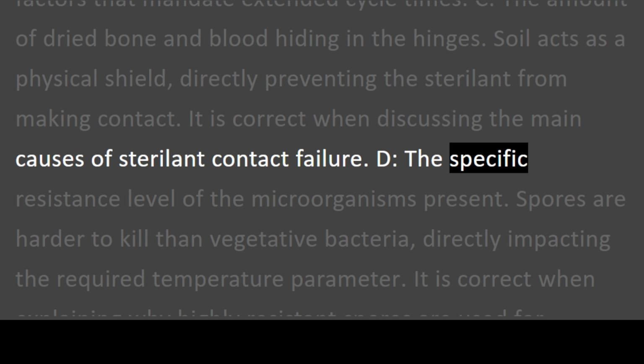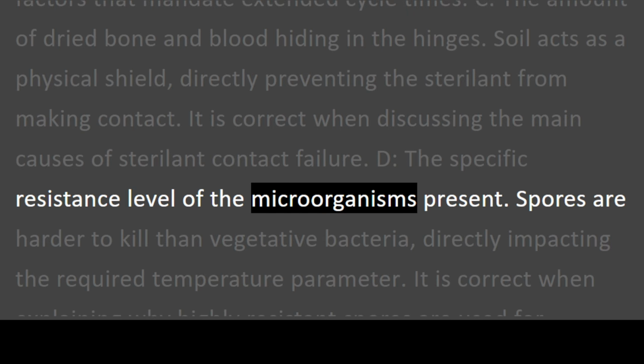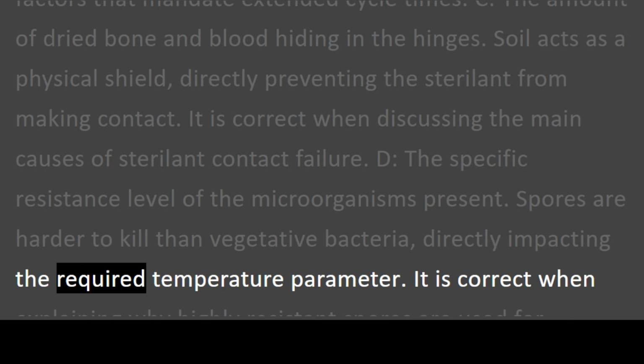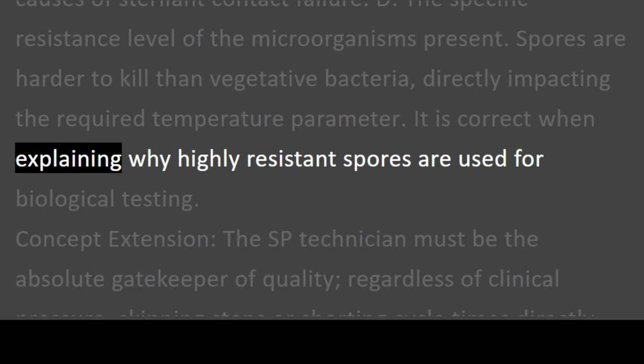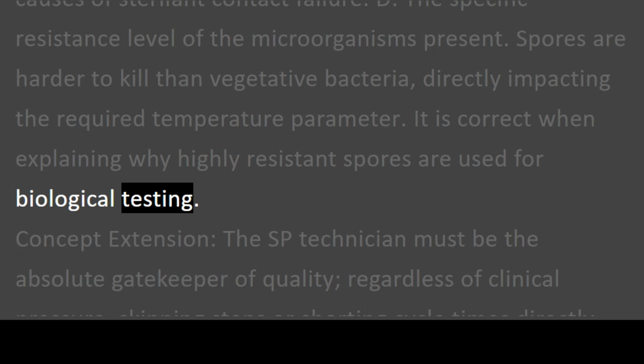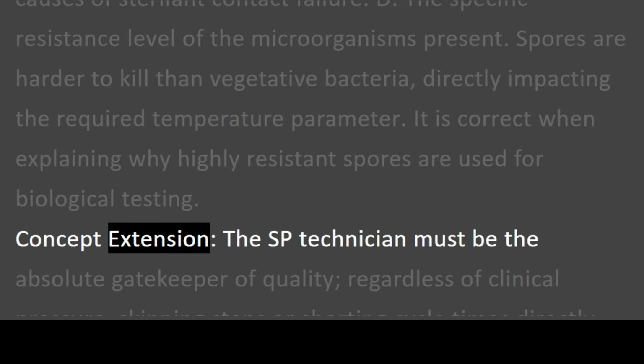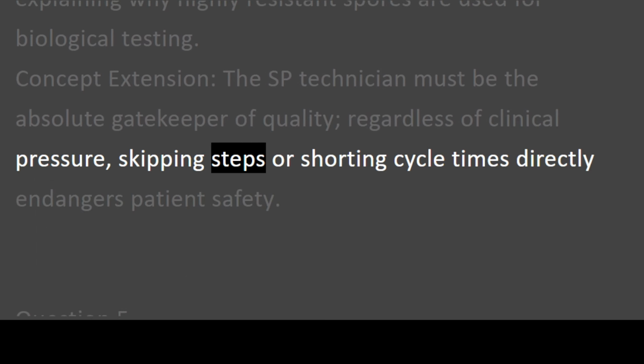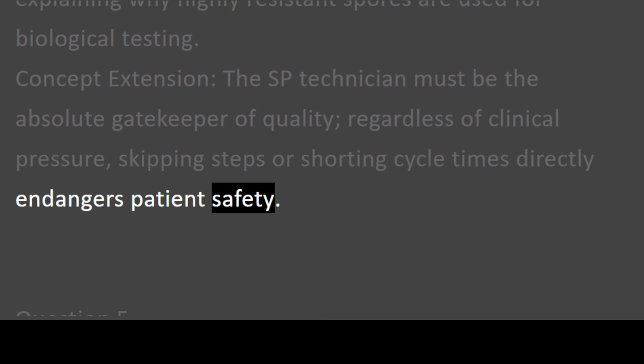D. The specific resistance level of the microorganisms present. Spores are harder to kill than vegetative bacteria, directly impacting the required temperature parameter. It is correct when explaining why highly resistant spores are used for biological testing. Concept extension. The SP technician must be the absolute gatekeeper of quality, regardless of clinical pressure. Skipping steps or shorting cycle times directly endangers patient safety.